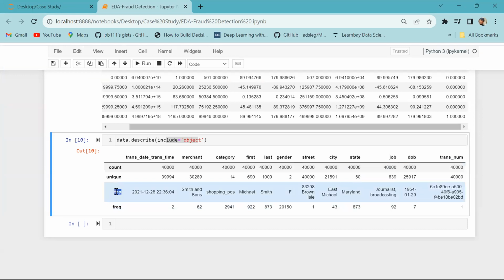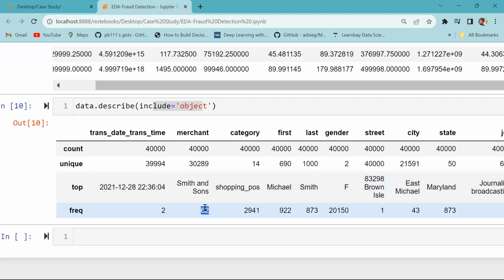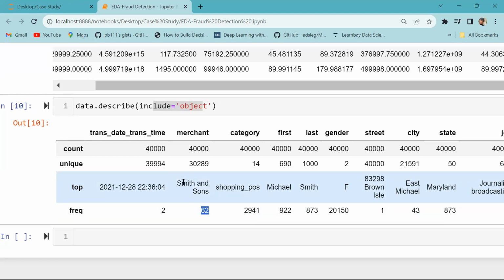And top means the latest one. If you find that it is a character, maybe this is the sorting format. When you sort in ascending order, the top could be this one only. In this particular merchant, this one is repeated 62 times. Top, 62 times, this is the merchant where the transaction happened in this particular area.